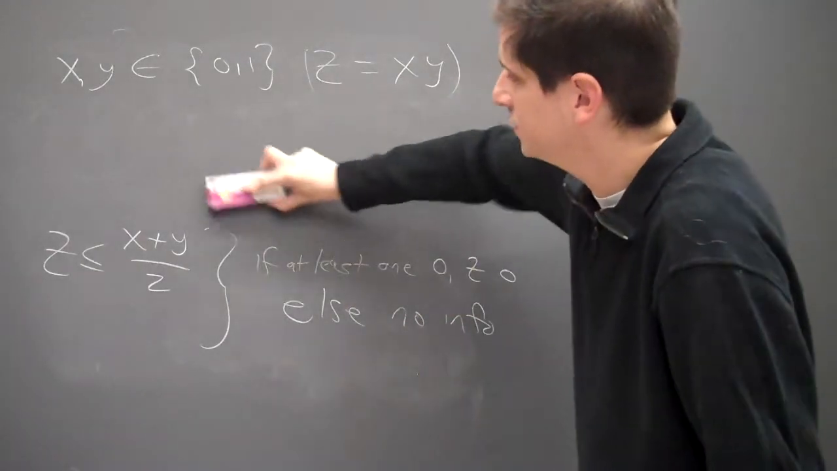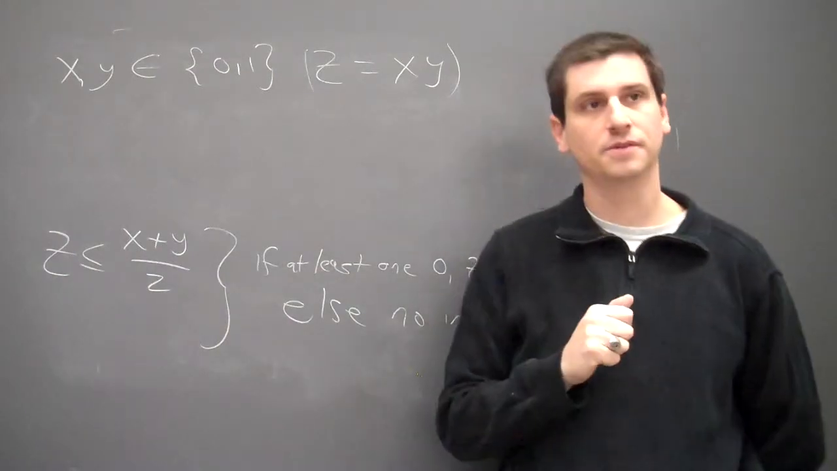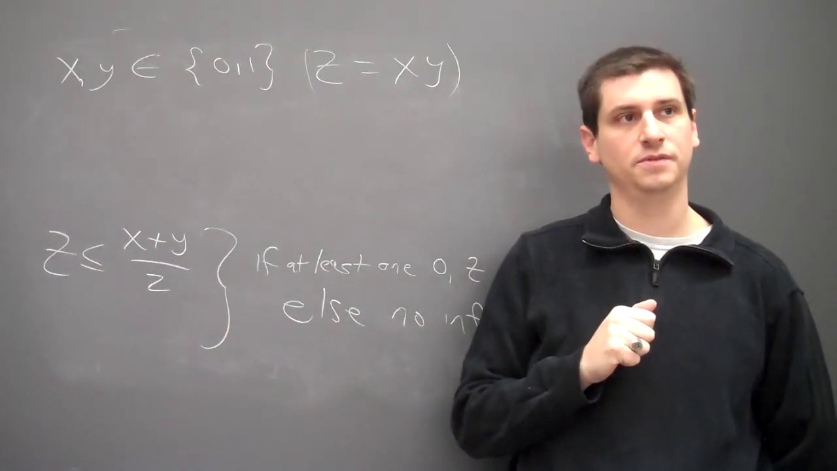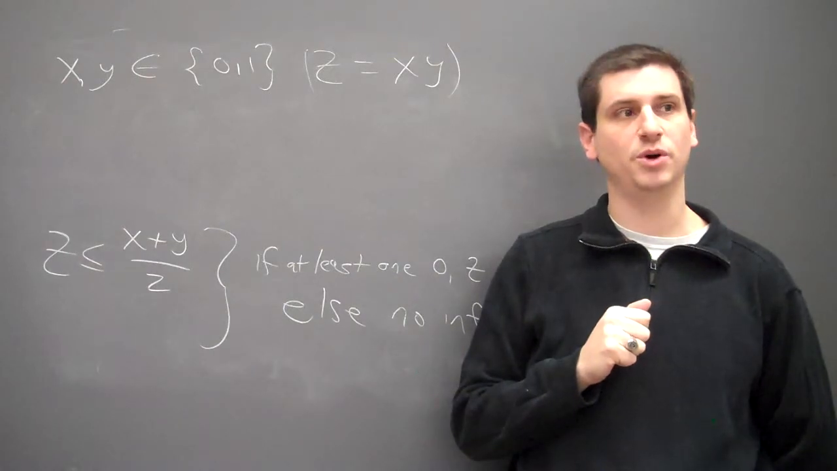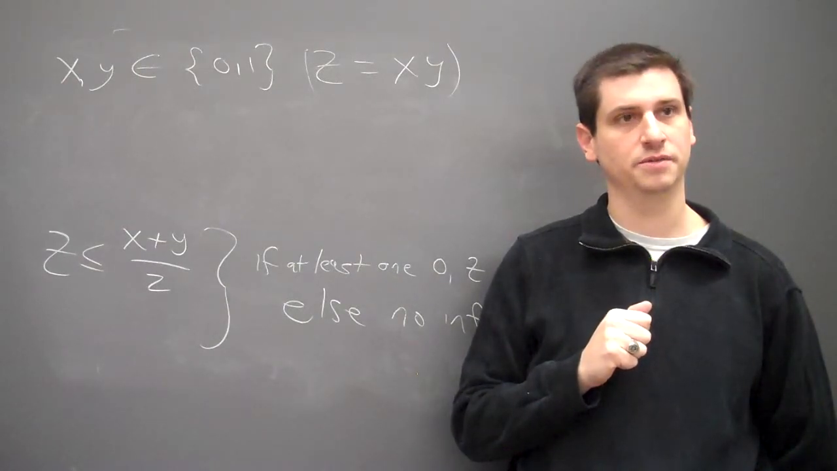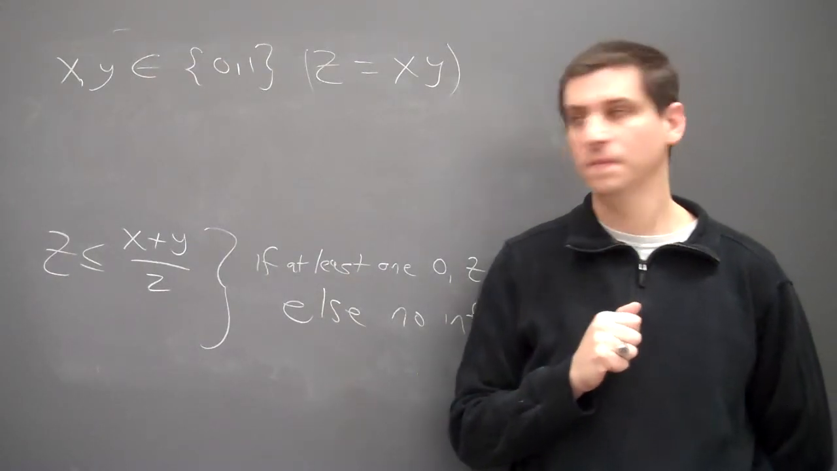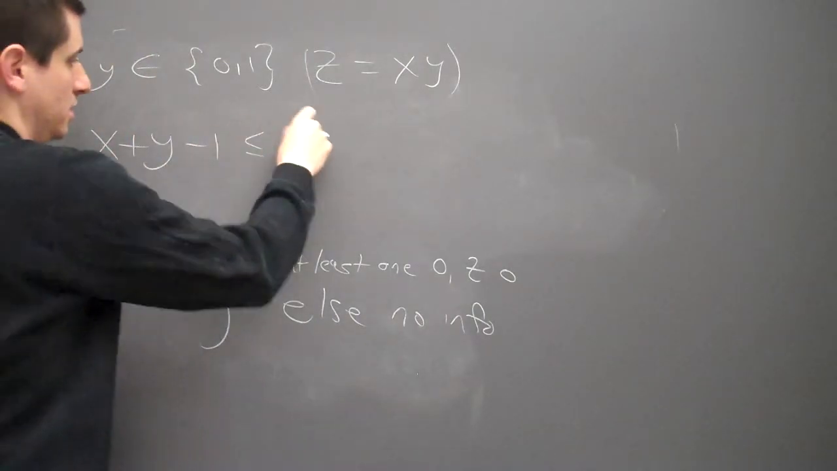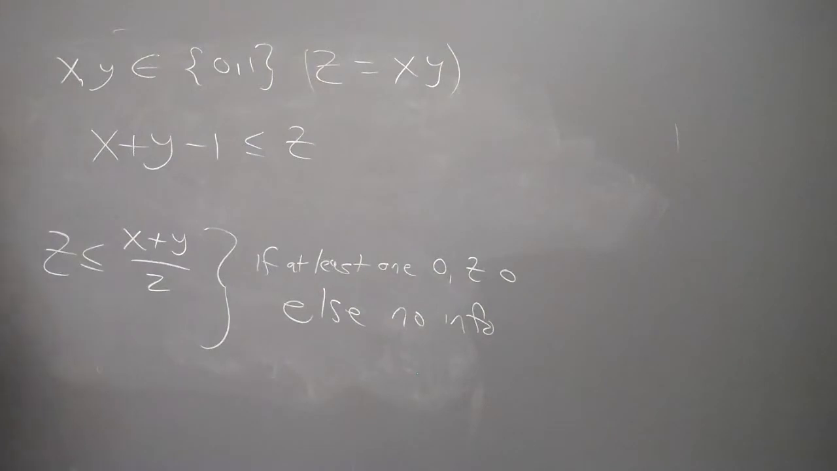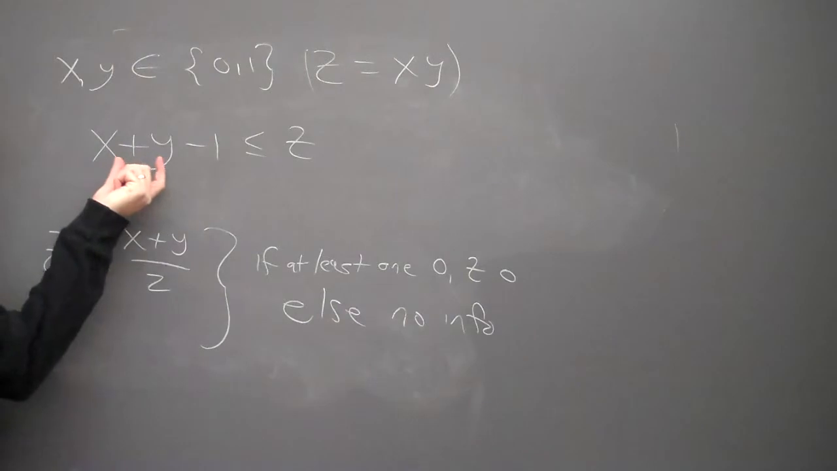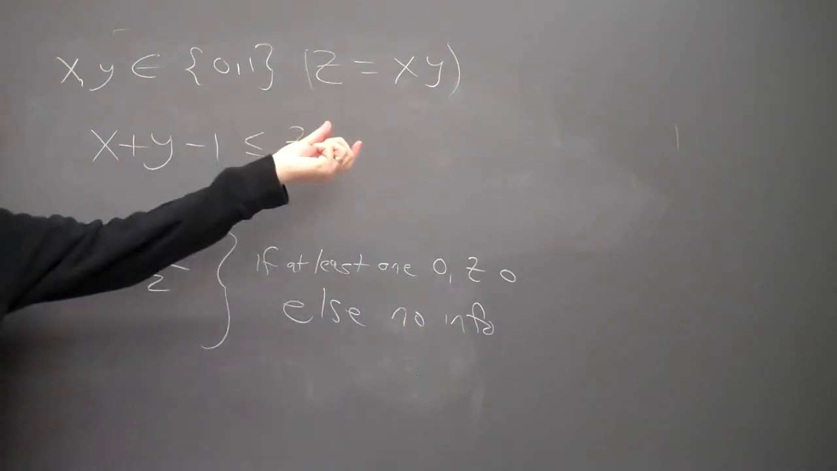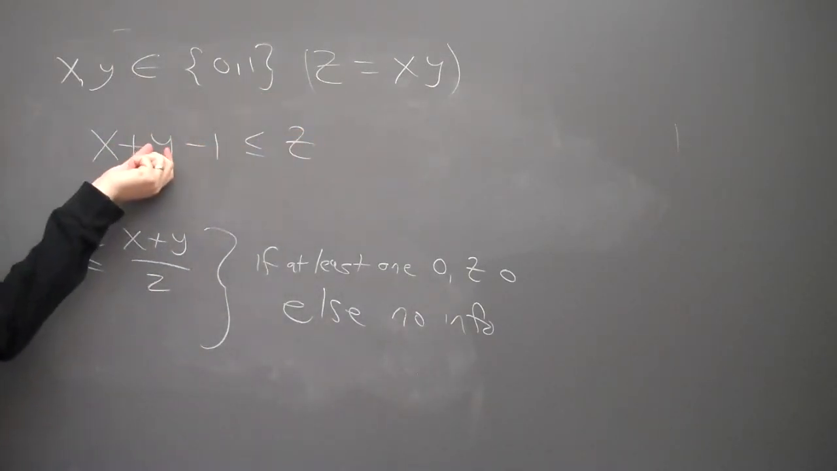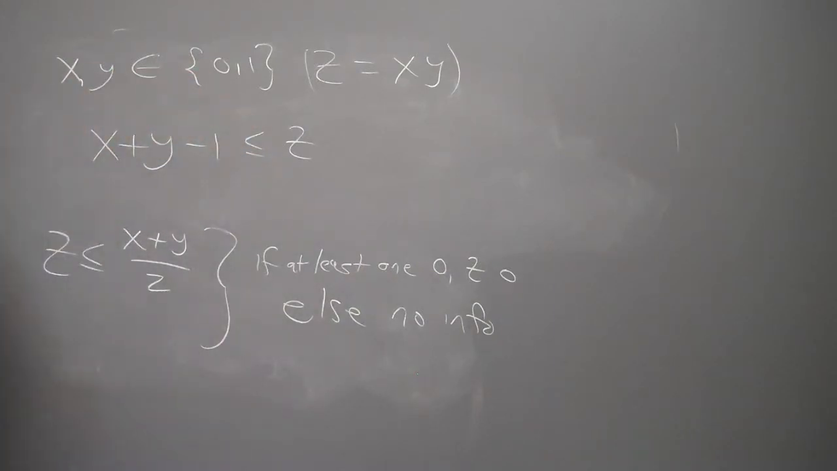Okay, so let's try to fix the other condition we had. We need something where if they're both 1, it's going to be okay. So we could try maybe x plus y minus 1 less than or equal to z. Let's try something like that. If they're both 1, then the left-hand side is 1, and that forces z to be 1. If even one of them is 0, then it's trivially true and it's no information.